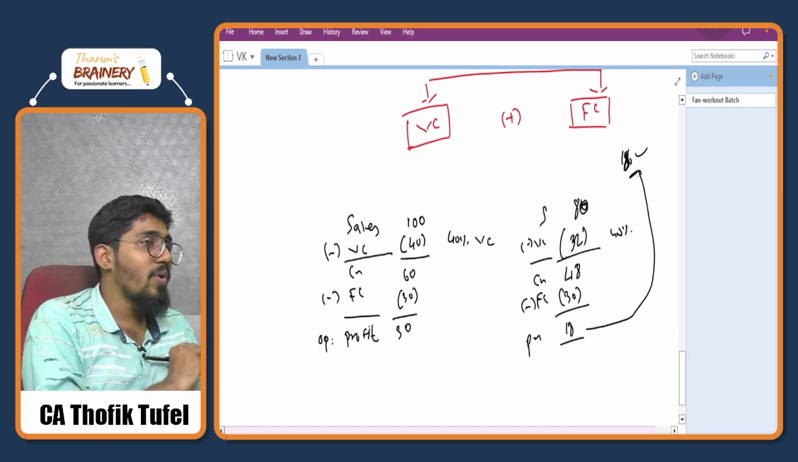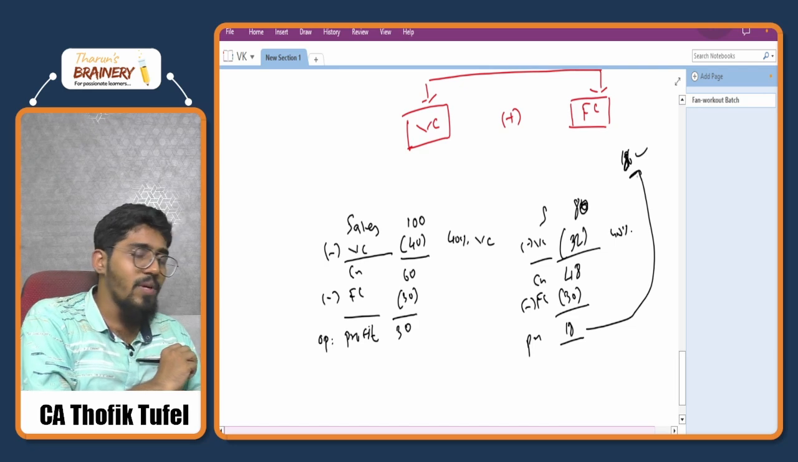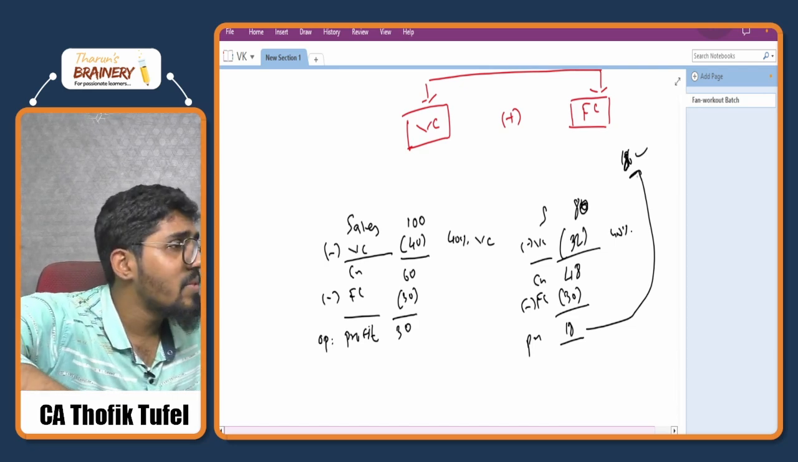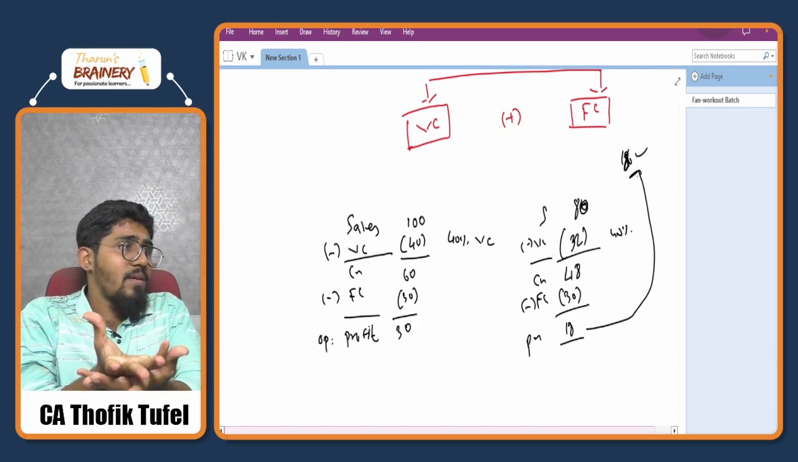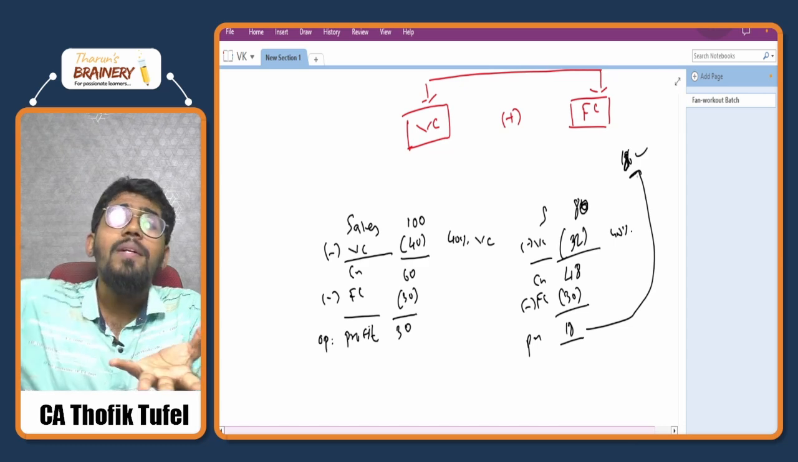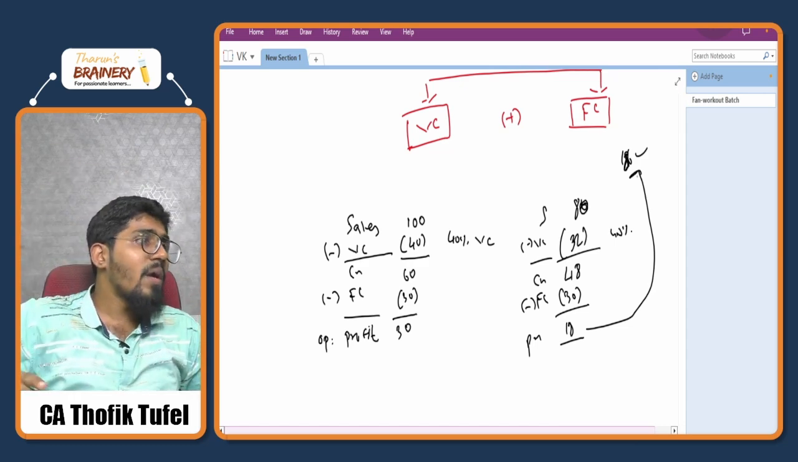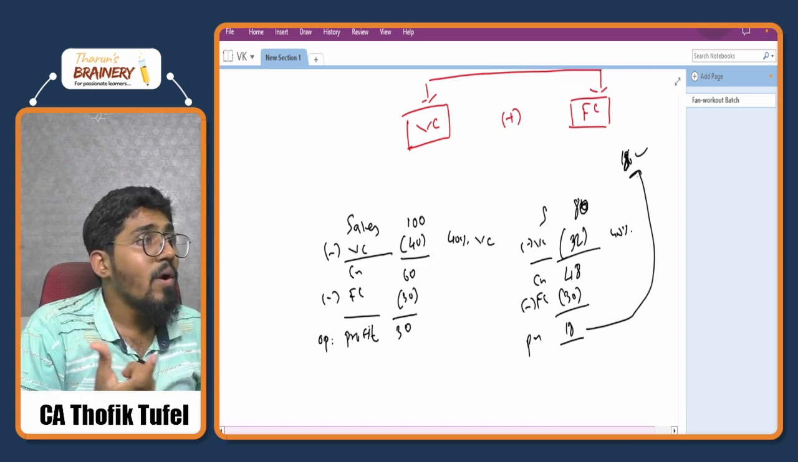This 18 rupees is the profit, correct? Sir, how are we arriving at this number? At 50 rupees, I am having no profit. Now, whatever the amount that I am earning, the contribution, correct?